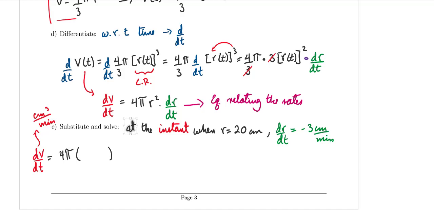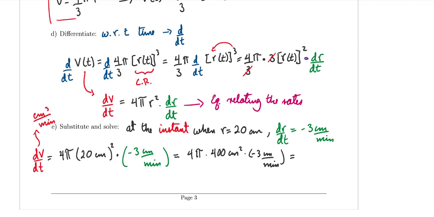And I'm going to show you guys how you can determine this with the units. So if the radius was 20 centimeters, the formula that we got here was dV equals 4 pi r squared times dr/dt. So the radius is 20 centimeters squared times dr/dt, which was -3 centimeters per minute. If we simplify things out here, we have 4 pi times 20 centimeters squared. We get 4 pi times 400 centimeters squared times -3 centimeters per minute. So we end up with 4 times 400, that's 1600, times -3, that's negative 4800 pi.